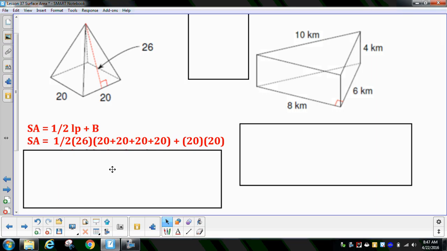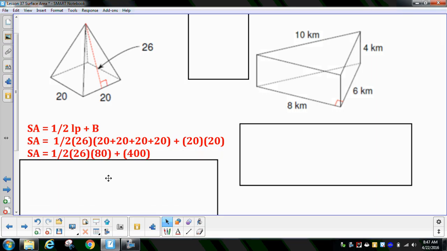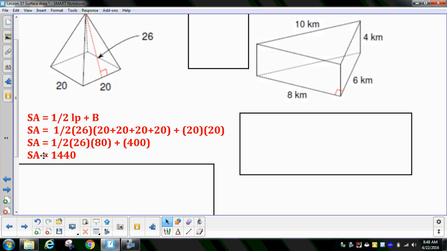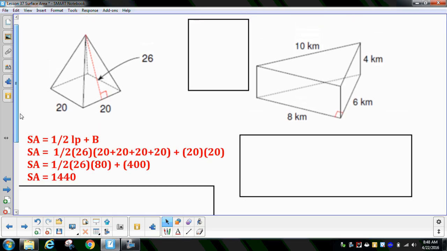And now we can just simplify until we finally get that the surface area is 1,440. Now if these had dimensions like 20 inches, 26 inches, this surface area would be 1,440 inches squared. Area is always squared on the dimension.